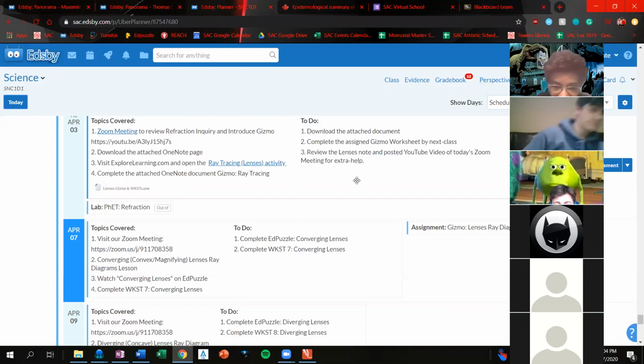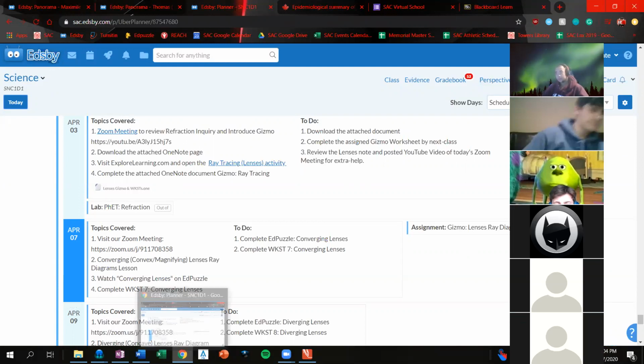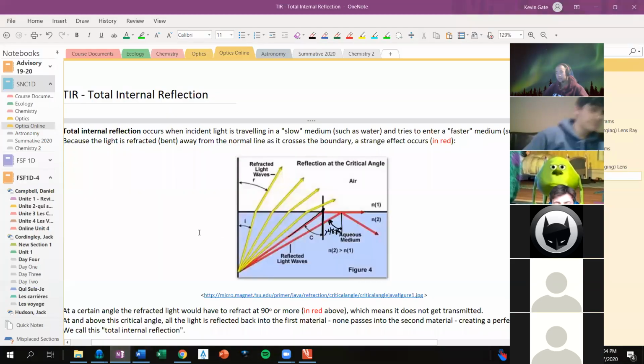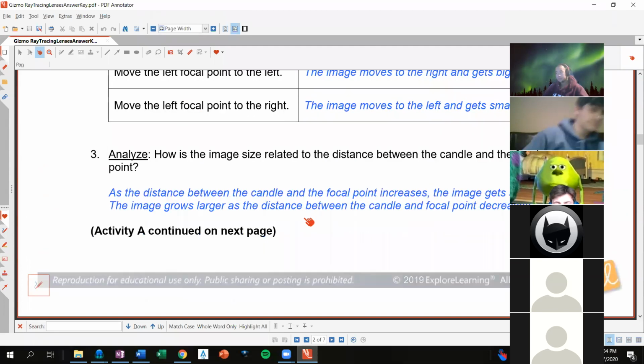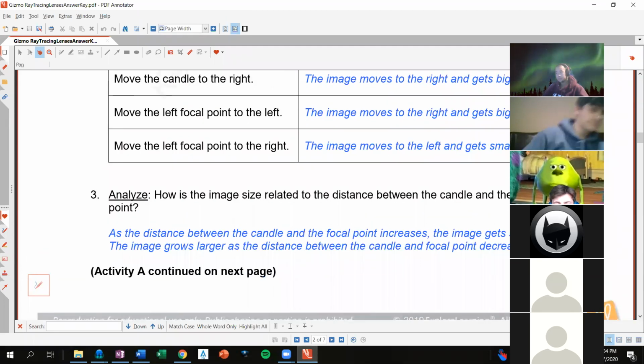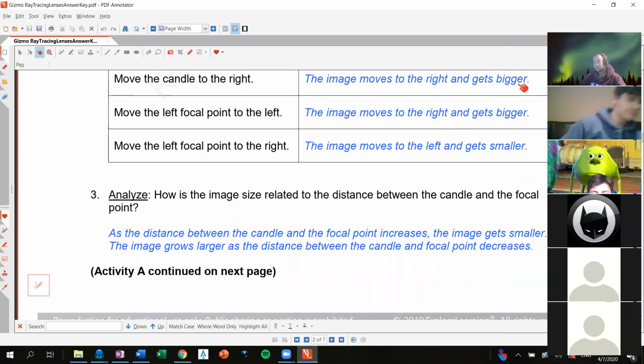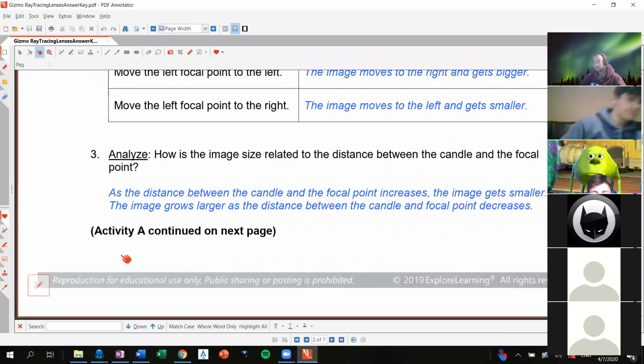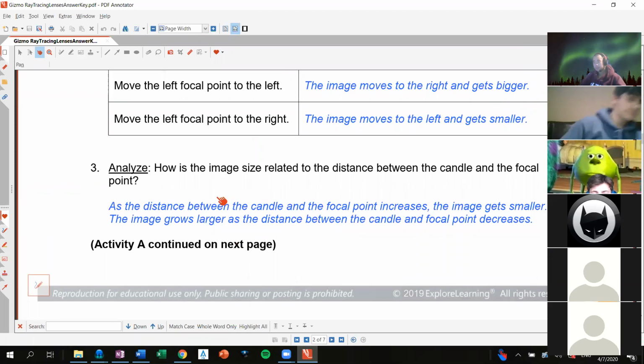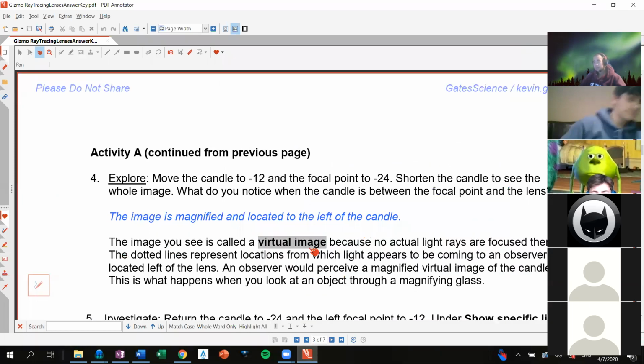As the distance between the focal point and the candle gets smaller, the image becomes larger, and the other way around too. As the distance gets bigger, the image becomes smaller and moves away from the lens. Absolutely, you are correct. Okay, awesome. So how the image is related to the distance between the candle and the focal point, that's what Ilya just answered. So we're good for question 3, analysis of the simulation that we did in the experiment. So that's question 3 answered.